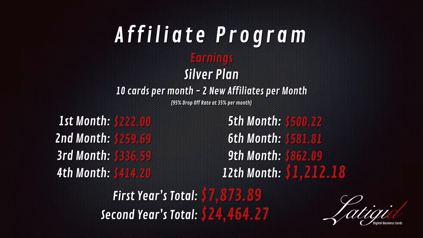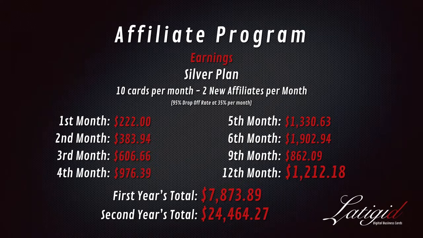The second month, so now we're comparing the numbers to the bronze plan. On the bronze plan, you made $260. On the silver plan, you will make $383. Let me go back here for a second. We're going to jump all the way to the sixth month. Instead of $581 on the sixth month, you're going to make $2,000 on your sixth month just by doing the silver plan instead of the bronze plan.